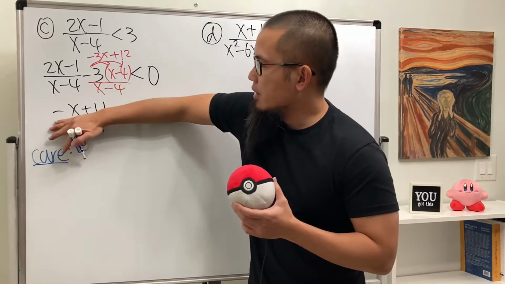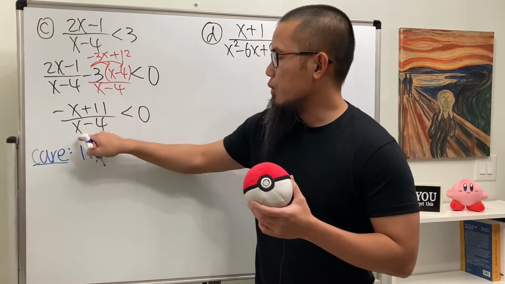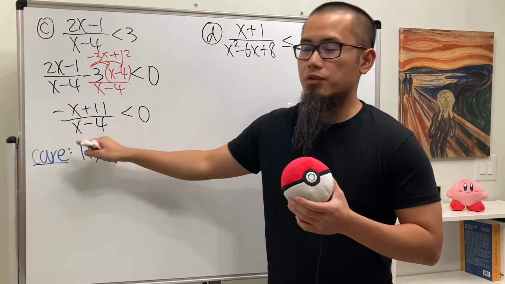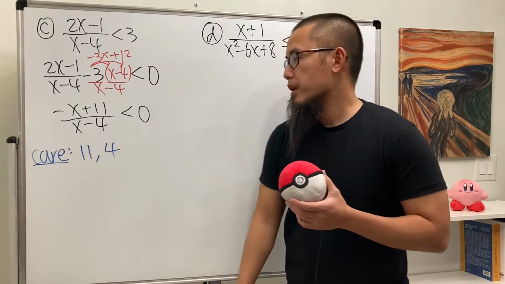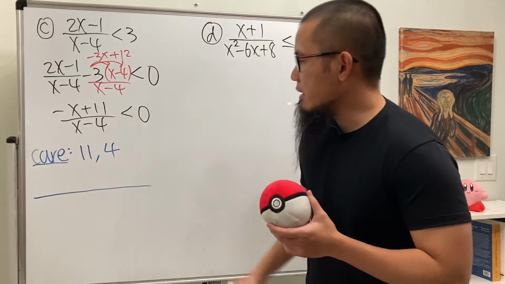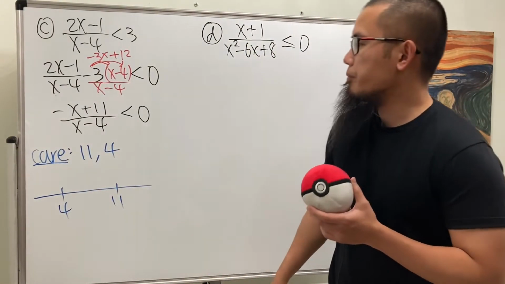First number, make that equal 0. Well, we want x to be 11. Next, we want this to be 0, so x should be 4. So 11 and 4, these are the numbers that we care. Okay, here we go. A number line, 4 is smaller, put it down here. 11 is, let's say, here.